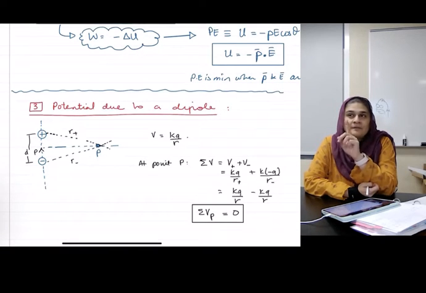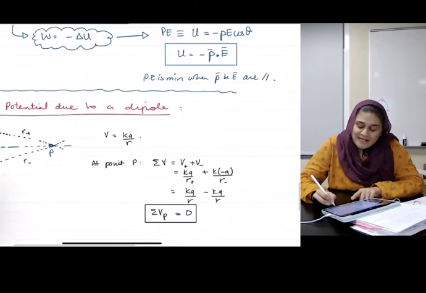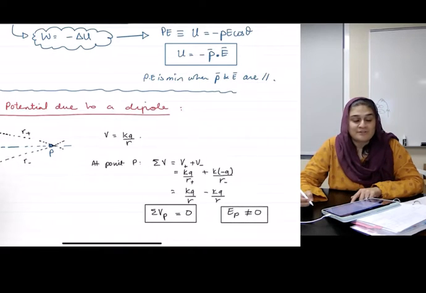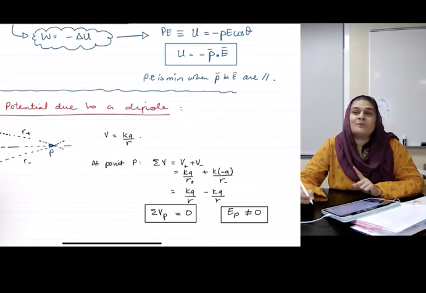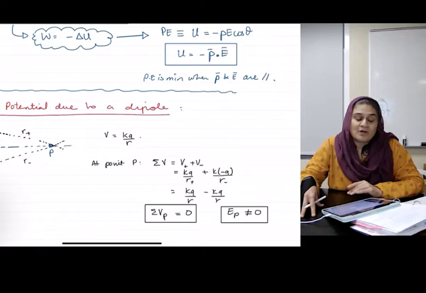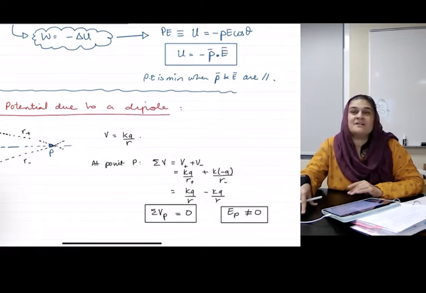However, the electric field, as we found above, is not 0. So there is an electric field that exists, but it does not have a potential. Now think about it this way. What we're saying is that the dipole will do no work on this charge when I bring it from infinity to this point.